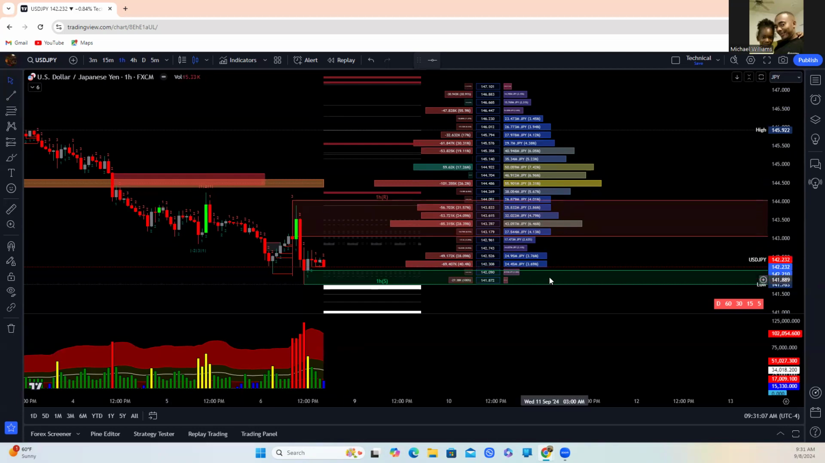So again, the profile is telling. And what you can do is go to a higher time frame to look at the profile and see what that area looks like on the higher time frame. So let's go to the daily. Let me show you what the daily looks like in this same little area right here.